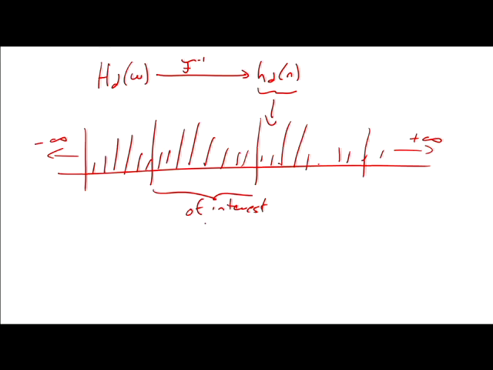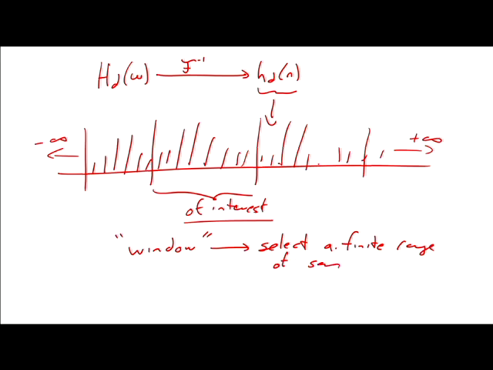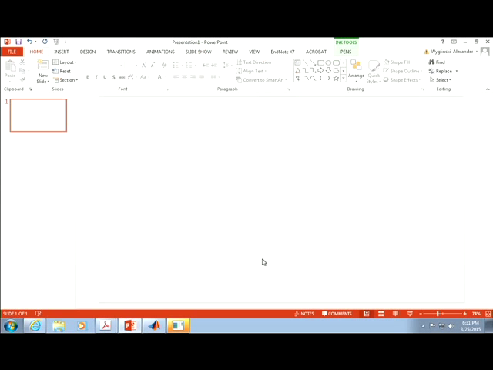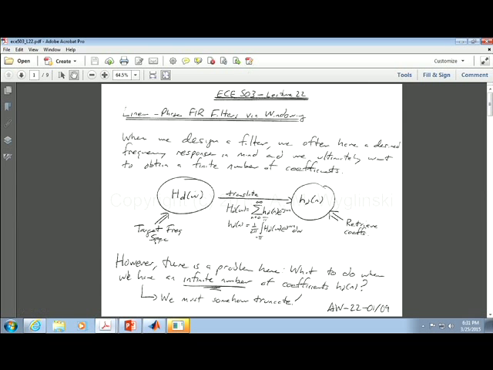I only focus on my area of interest. I use a window in order to select a finite range of samples. There are a variety of different windows, and you've probably seen a few. Each one has both its advantages and disadvantages, which we'll look at right now. In fact, we're going to use MATLAB to look at it, because my drawing skills are, as you can tell, those of a naturally born artist.